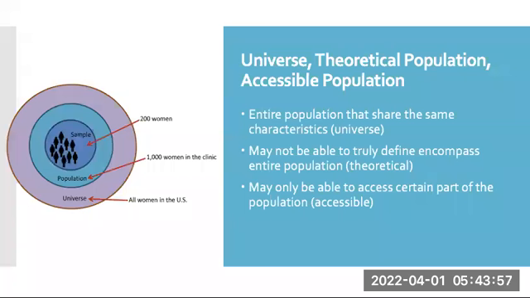So in this example right here, we see that the universe would be all women in the US. The population of our study would be 1,000 women in the clinic, but our sample is specifically 200 women that will be part of our study.